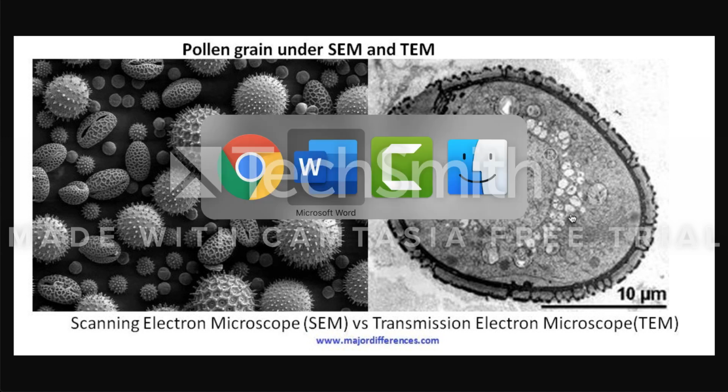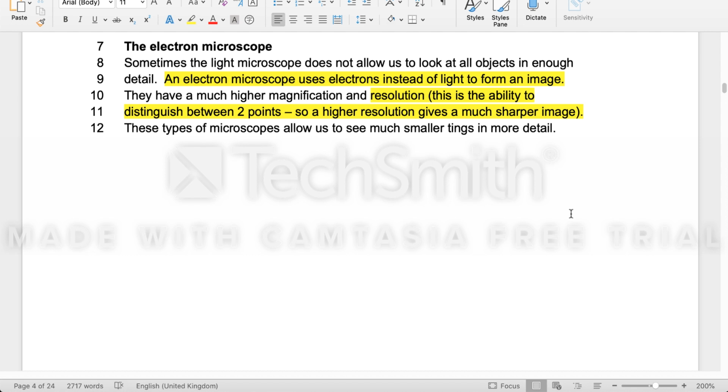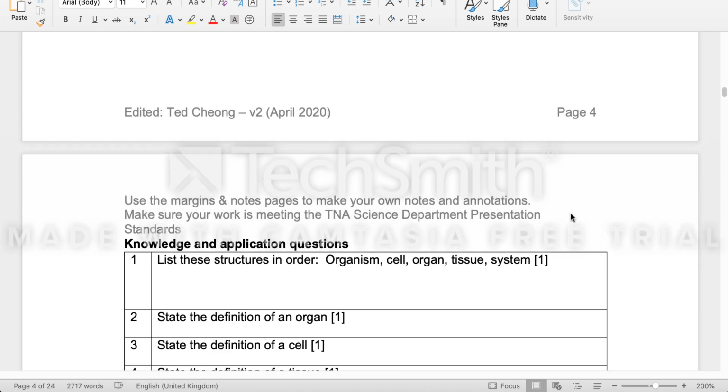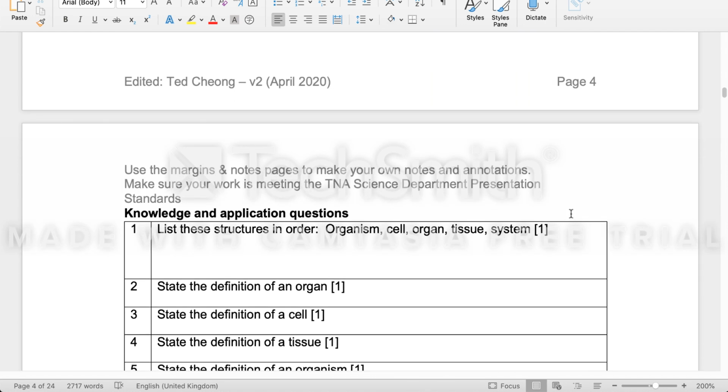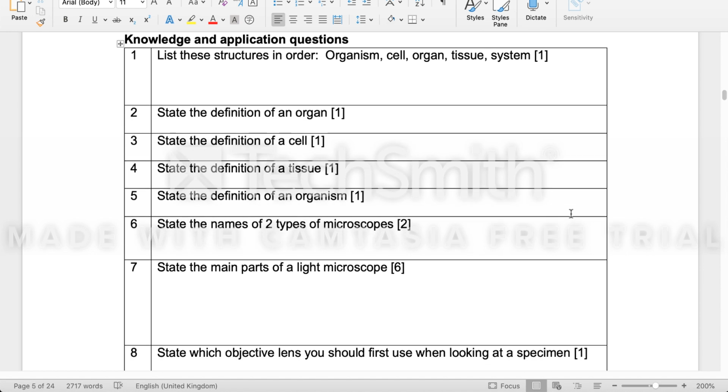Okay, so that's just to give you a basic idea of electron microscopes. The bottom line is that if you know that an electron microscope is used to see much greater detail of certain cells, and light microscopes are just a very basic microscope, then that's kind of where you need to be at, all right? And that's it for lesson 7. Very short, very simple. What I want you to do is pause the video again to get started on the knowledge and application questions at the end of the lesson here.